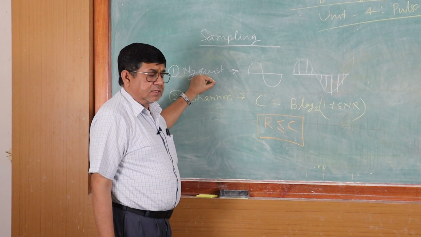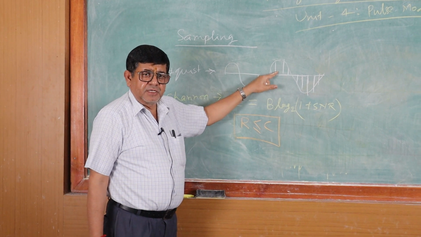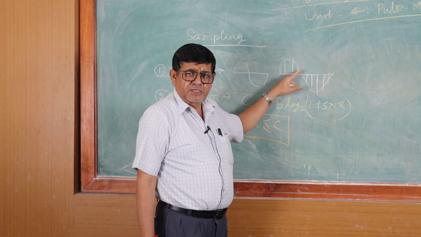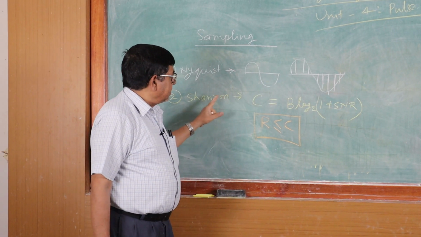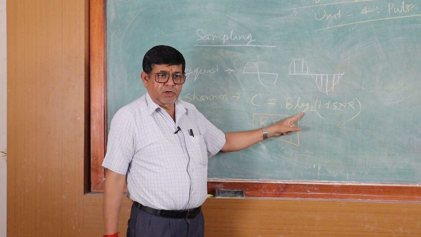Nyquist showed the path that we need not use analog signals. We can make them discrete, and we can even make them digital by quantization and encoding. Shannon told that we can increase the transmission rate by following this formula.